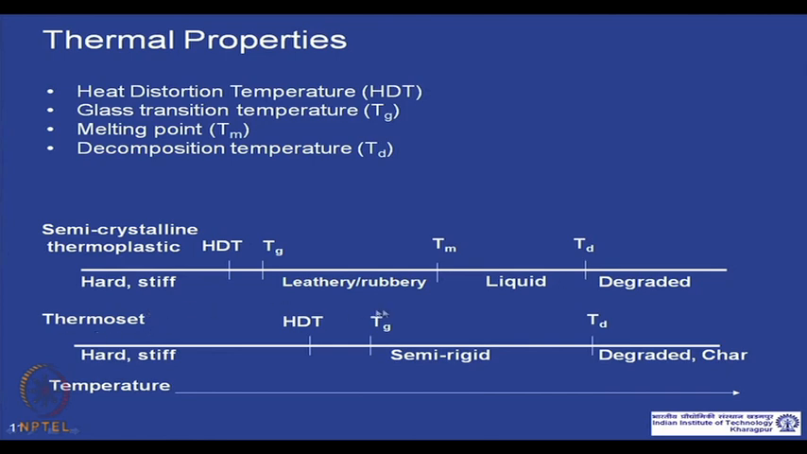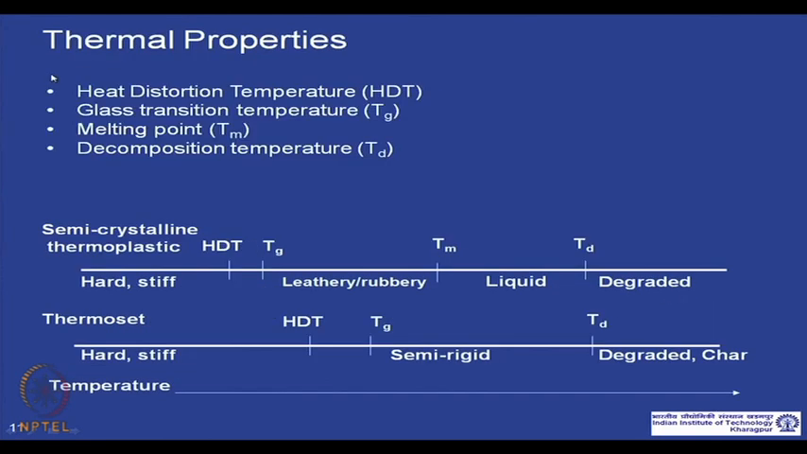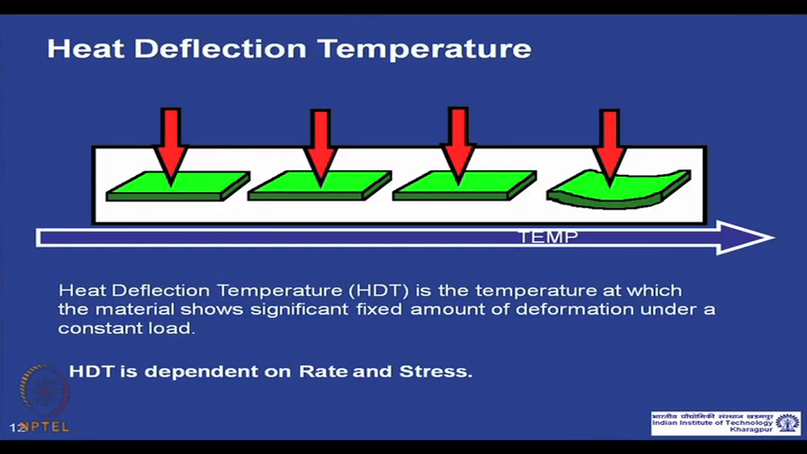For thermosets, you do not have Tm; you have HDT and Tg, and then finally, the decomposition temperature. We talked about the glass transition temperature and melting point earlier. So, we want to discuss the other thermal behavior of polymer with temperature. This is from a practical point of view.